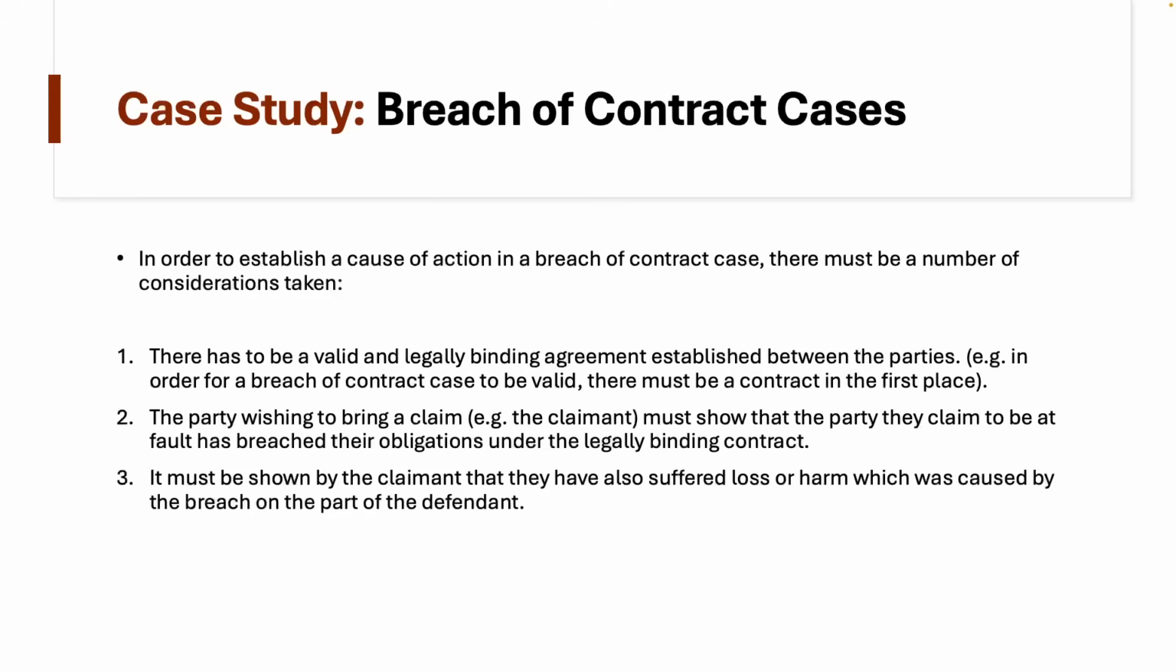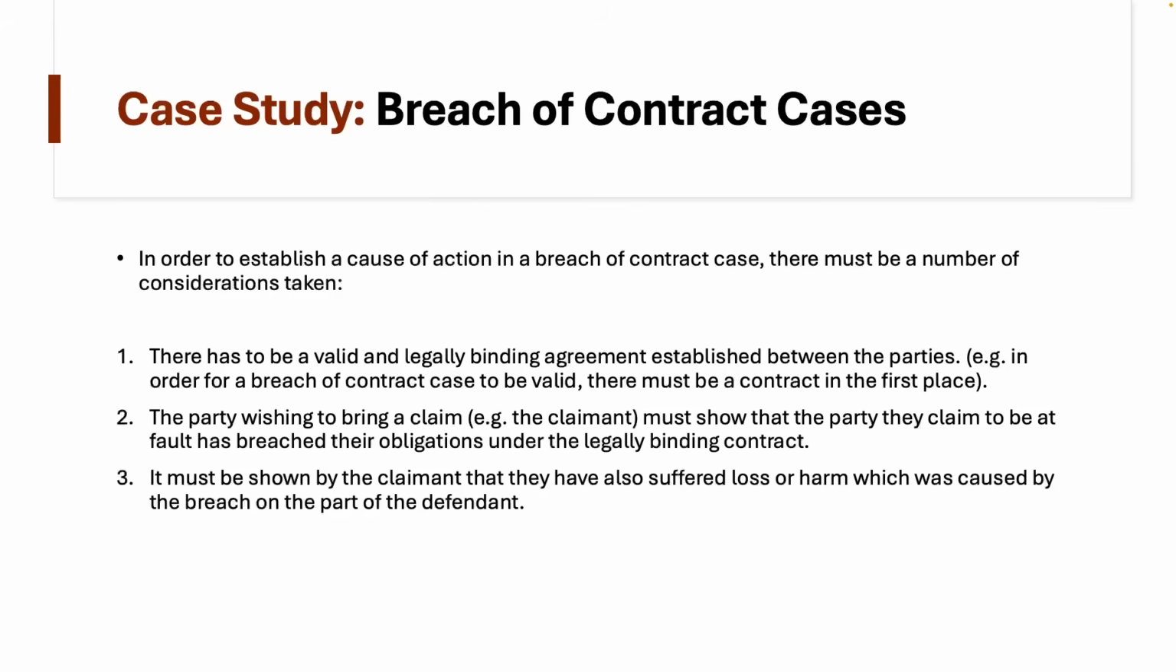And so the party wishing to bring a claim, i.e. the claimant, must show the next point, which is that the party they claim to be at fault has breached their obligations under a legally binding contract. There's a contract, and if you want to bring a claim, you have to show, look, the person that I am contracted with, the defendant over there, has breached this contract. They have breached their obligations in this contract, and they have done so by doing or not doing X, Y, and Z.